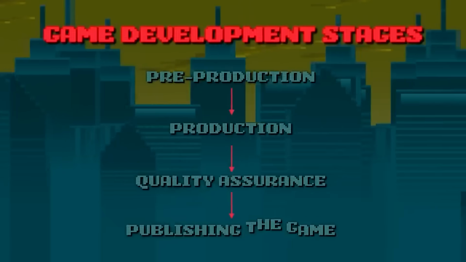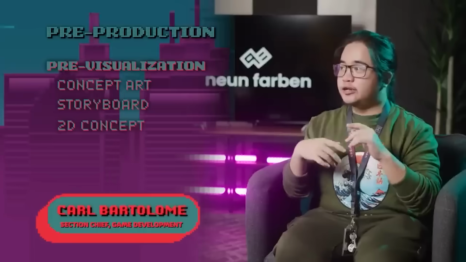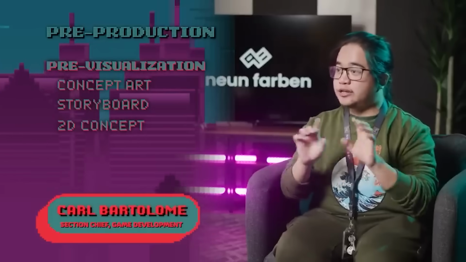In pre-production, this is when you essentially start planning what the look and feel of the game is. We call it concept art, storyboarding, start creating the 2D concept. This is like the key art.